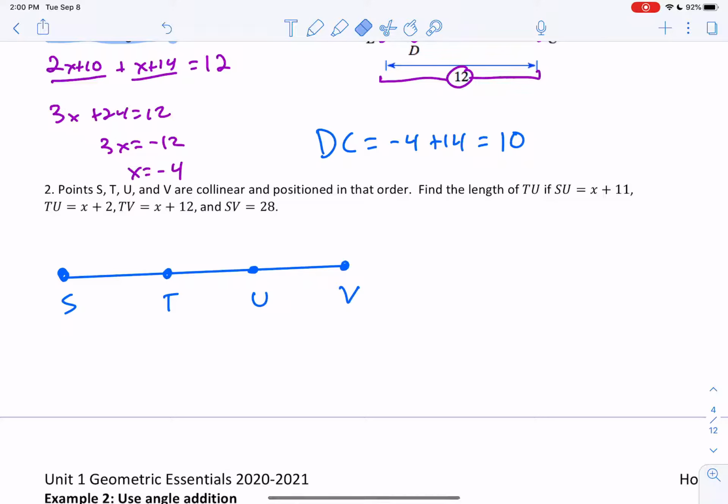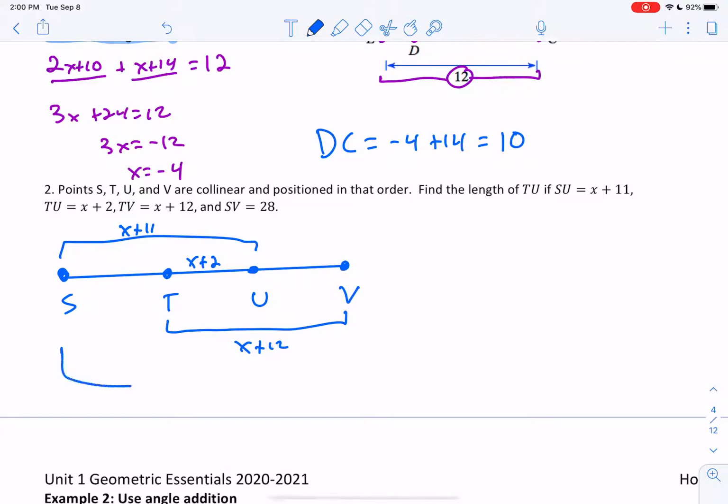We are given that SU, from here to here, is X plus 11. I'm given that TU is X plus 2. I'm also given that TV is X plus 12. And then I'm given the entire thing from S to V is going to be 28. Now, why don't you go ahead and pause the video right now and see if you can figure out how we're going to set this one up. So take a minute, try to set it up, and then we'll go through it together.